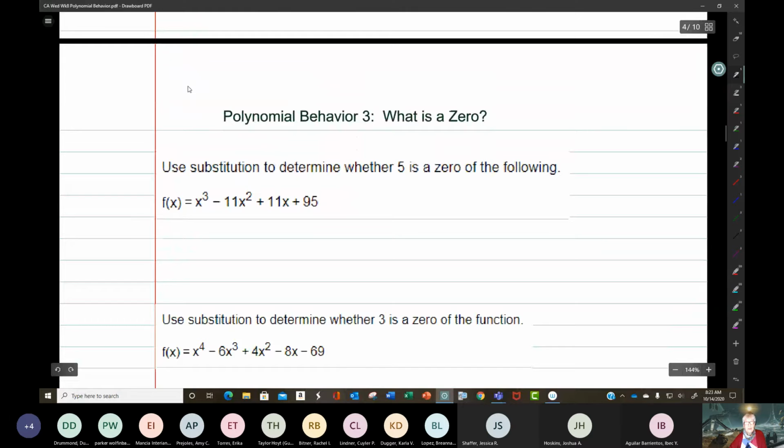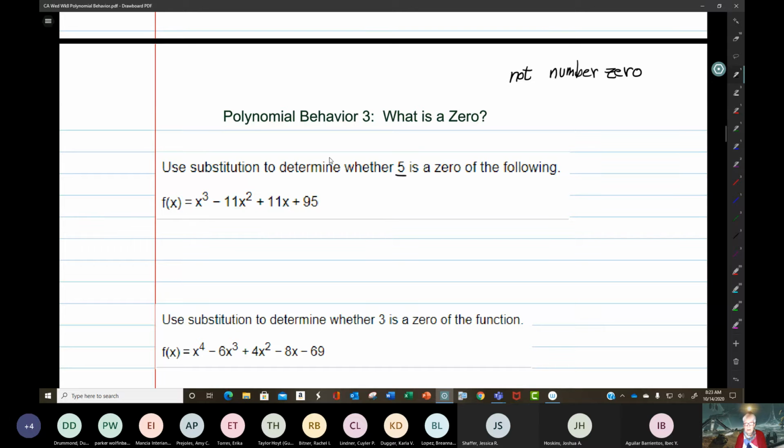Okay. You're going to hear the word zero a lot, and we are not talking about the number zero. Well, we are sort of, but not directly. We're not talking about the number zero itself. A zero is something completely different. A zero is a number that makes f of x equals 0.